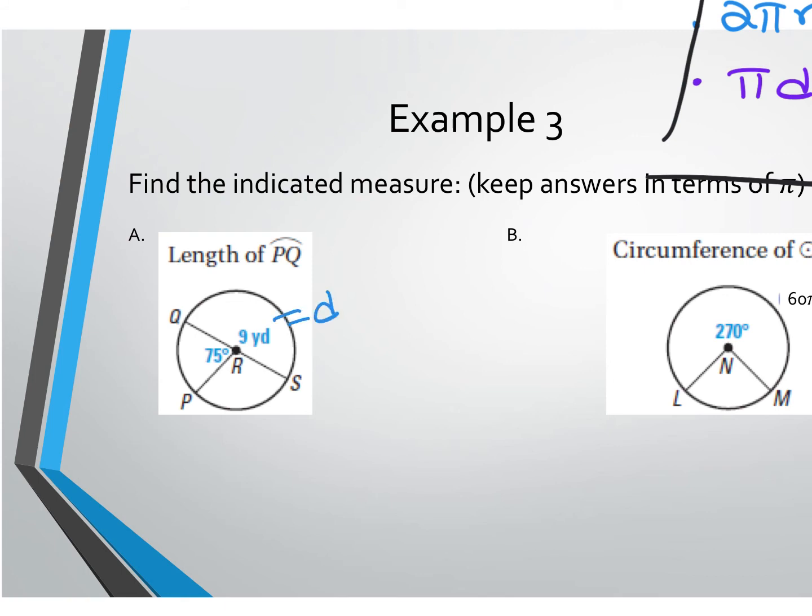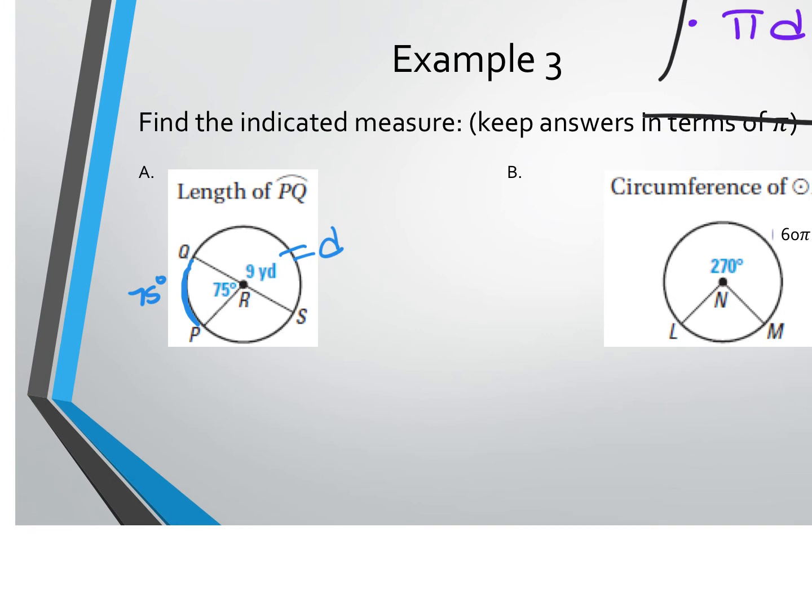And then they gave me the central angle. So I know the measure of this arc in degrees is 75 degrees. Remember from chapter 10 that when you have a central angle, the measure of its intercepted arc is the same. Now I'm going to go ahead and write down the formula I'm going to use.